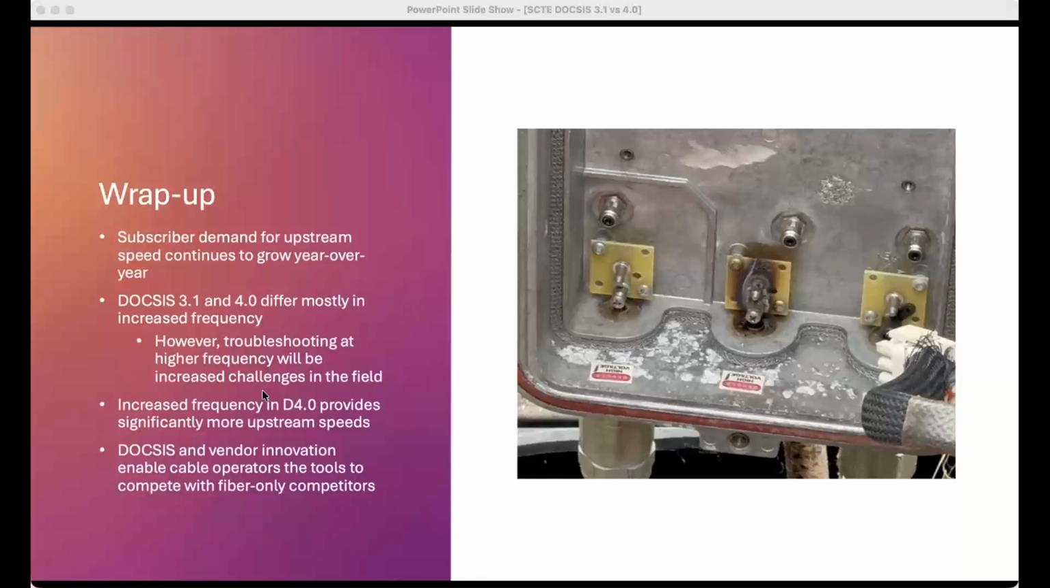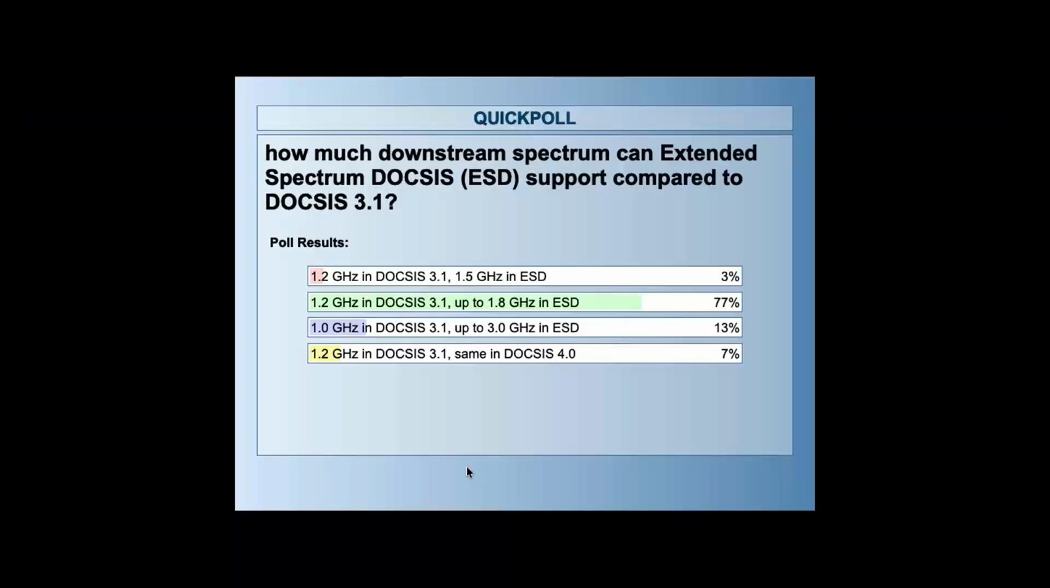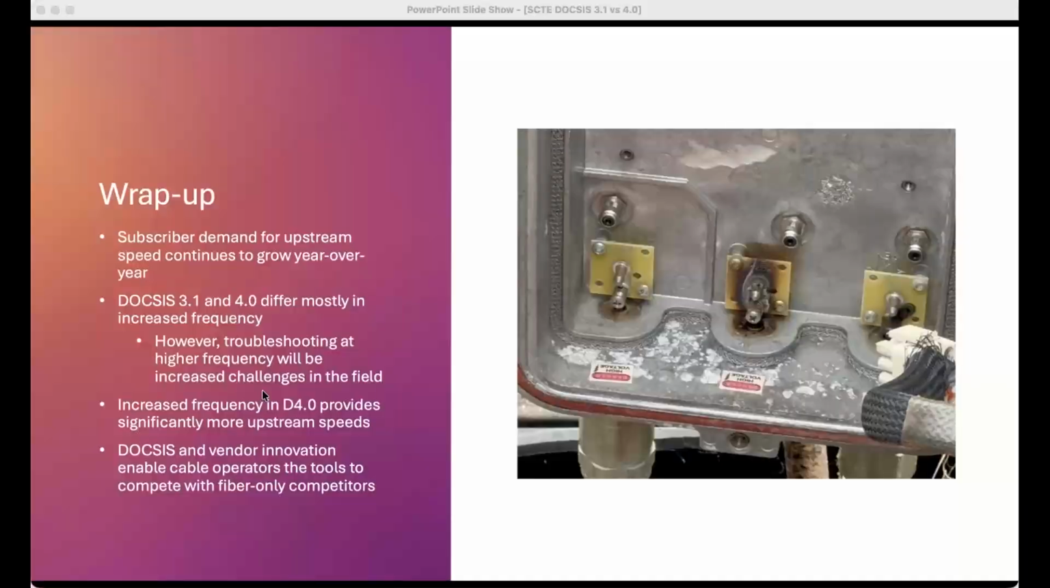So you get the poll results back, Woody? There we go, 77%. Guys, you nailed it. Good job. Everyone was paying attention. 1.2 gigahertz in DOCSIS 3.1 and up to 1.8 gigahertz in ESD. That is the required. I did mention there is a 3 gigahertz option, but it's something that is really, I think, a wish right now. We'll see how that plays out over the coming years. That's down the road a ways, I think.